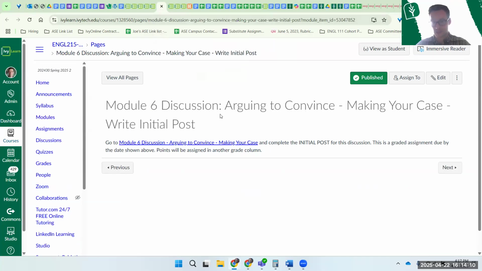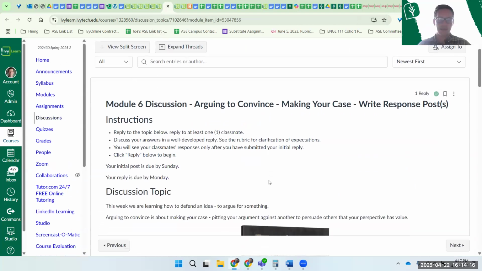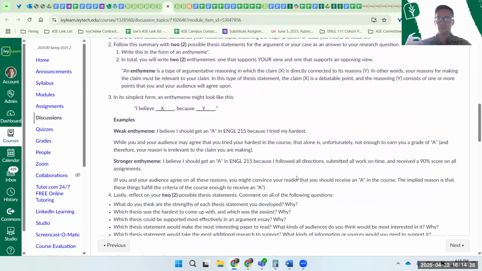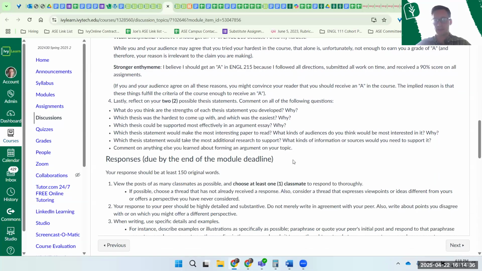So we do have a discussion board post where you're going to be working to make your case, arguing for something, and you're going to produce some sample thesis statements to engage with thesis creation and think about argumentation, and then respond to a couple of your peers' thesis statements and how they were working or not working well. I'm saying the word thesis statement a lot because it's of course the most important 1 to 2 sentences that we write in an academic essay.